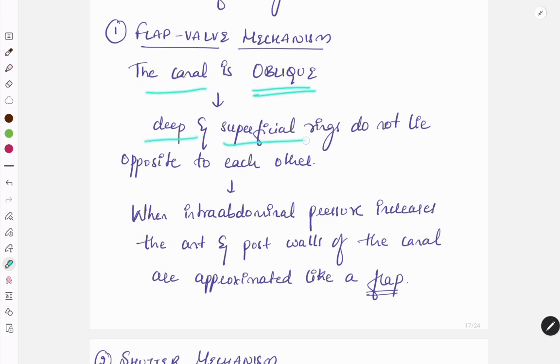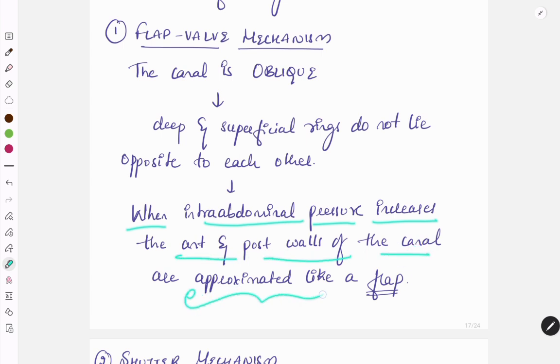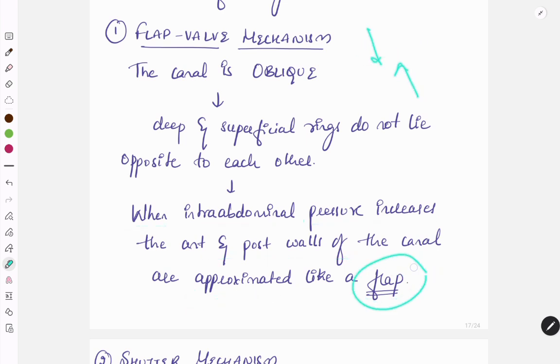The deep and the superficial rings do not lie opposite to each other. Like I told you in this diagram, the deep ring and the superficial ring do not lie opposite to each other. So when the intra-abdominal pressure increases, the anterior and the posterior walls of the canal are approximated like a flap. Because the inguinal canal is oblique in nature, when intra-abdominal pressure increases, these two walls are approximated towards each other, and they act like a flap. So this is nothing but your flap valve mechanism.